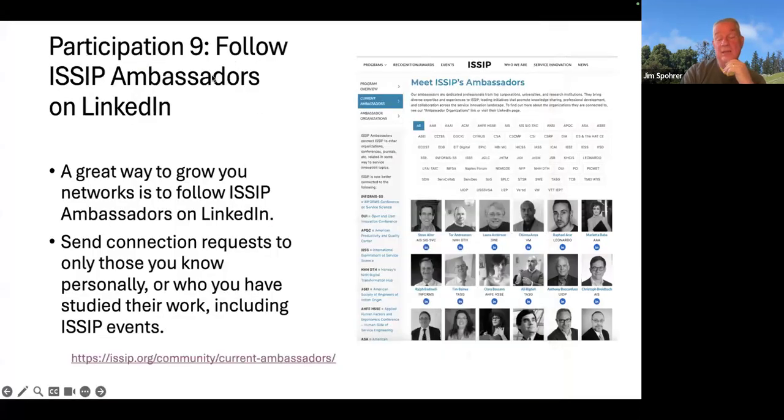So learning item number 9 is very important, to follow ISSIP ambassadors. It's a great way to grow your network as you follow ISSIP ambassadors on LinkedIn, and send connection requests to only those you know personally, or whose work you've studied, including their activity in ISSIP events, because typically people don't connect with you unless they know who you are. So attend an ISSIP event and in the Zoom chat say, I'd like to connect with you on LinkedIn, or send a private message, something like that. All right.